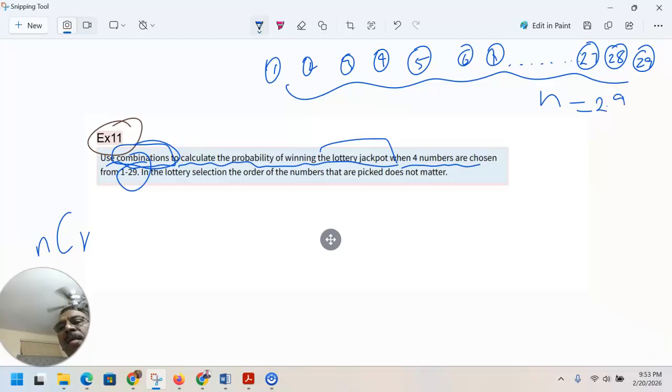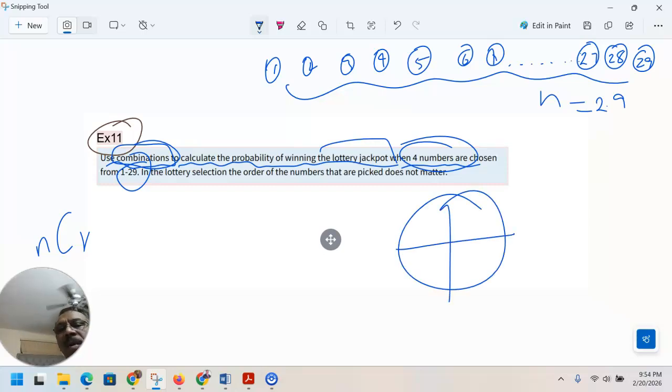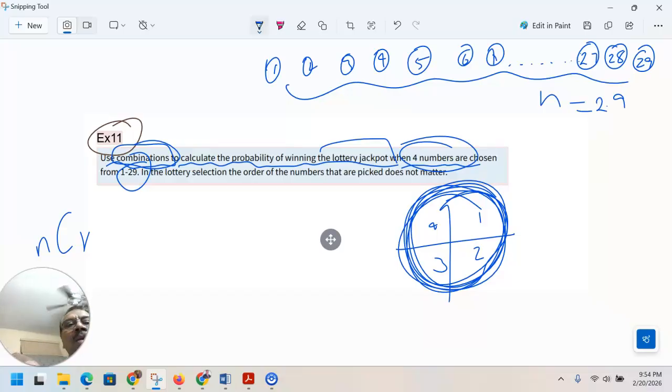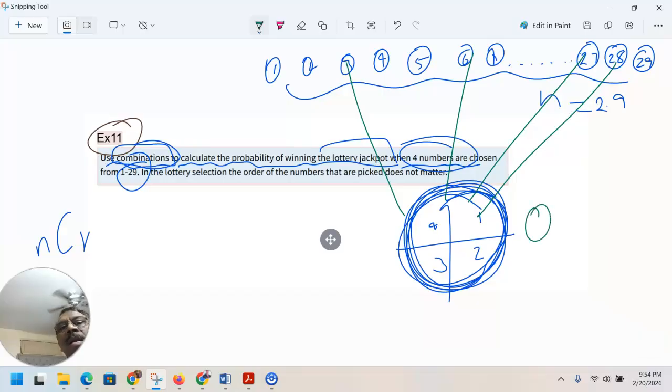I hope that I'm making sense. Now, what you are supposed to do is pick 4 numbers. Okay, the order does not matter. So what that means is you have to pick a group of 4 numbers: the first, second, third, and fourth. Now I can pick any of these. One pick could be 3, 6, 27, and 28.